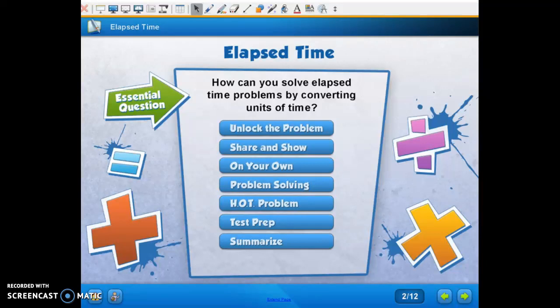Okay, today we're looking at lesson 10.7, elapsed time. How can you solve elapsed time problems? By converting units of time.